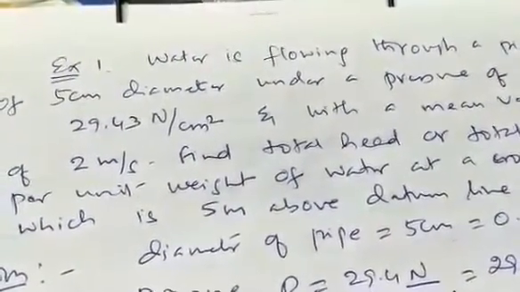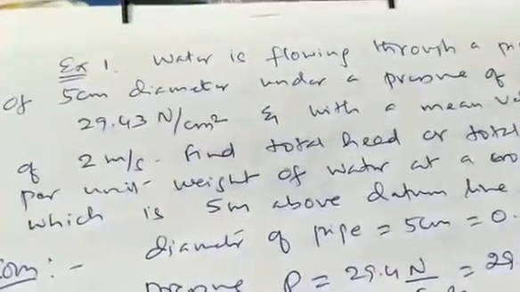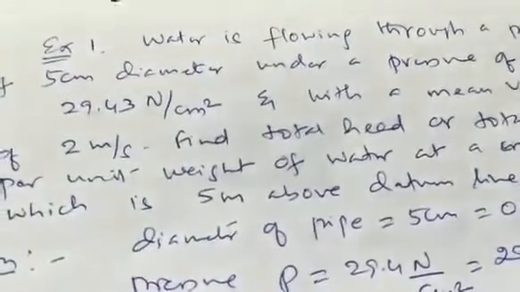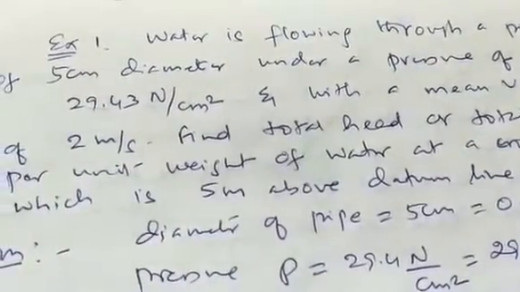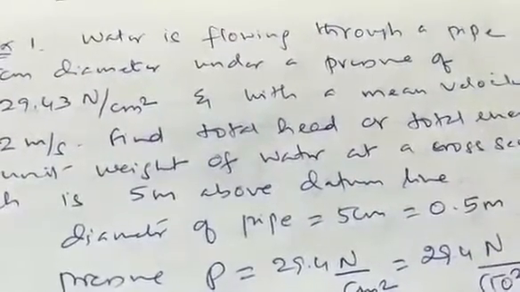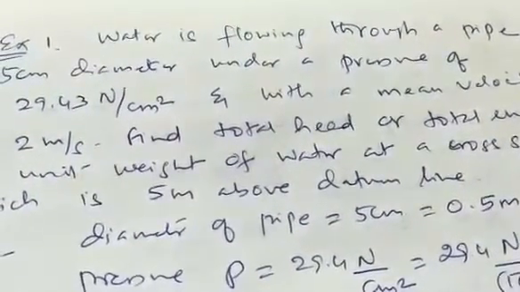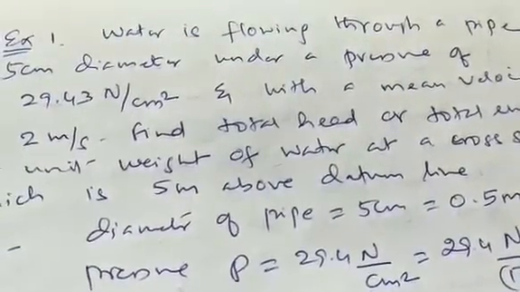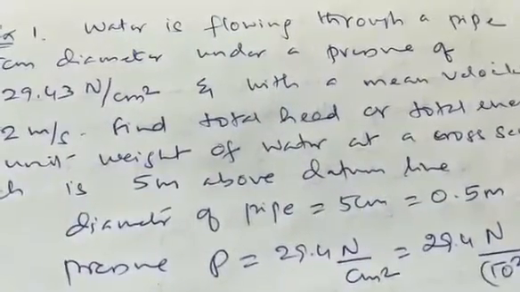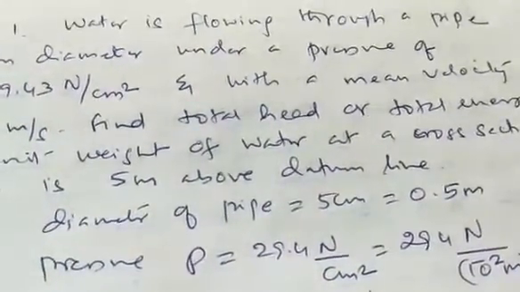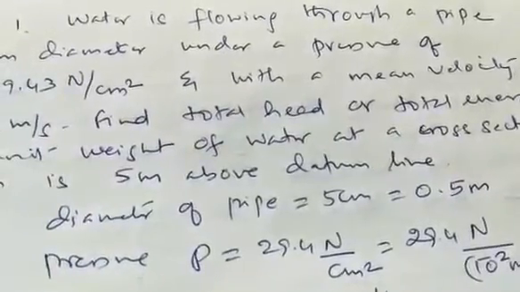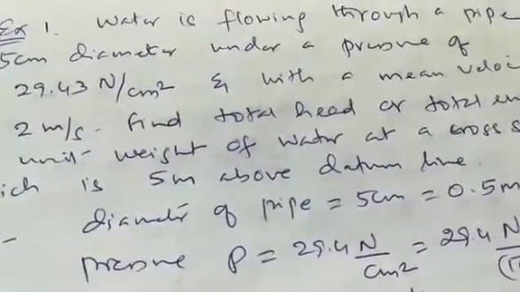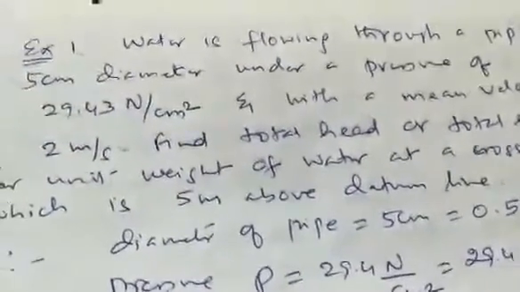Now let us try to solve problems on Bernoulli's equation and Euler's equation. So first let us consider a problem on Bernoulli's equation. Water is flowing through a pipe of 5 centimeter diameter under a pressure of 29.43 Newton per centimeter square with a mean velocity of 2 meter per second. Find the total head or total energy per unit weight of water at a cross section which is 5 meter above the datum line. That is the problem.